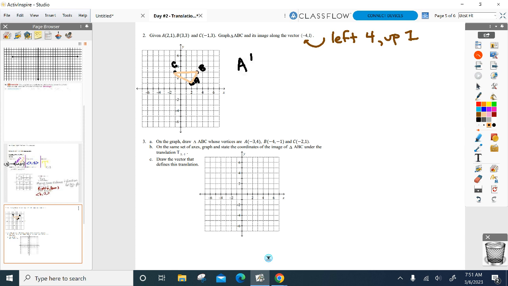Graph it and also let me know what the coordinates are. Left 4, up 1.